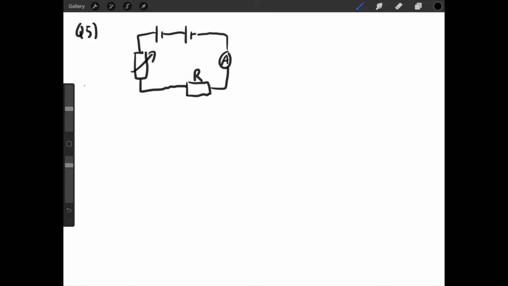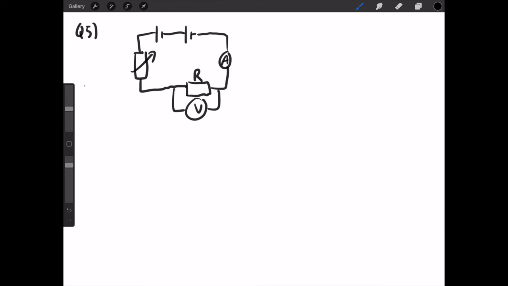So we've got a circuit here, a few components in. We've got a variable resistor, we've got a fixed resistor R, an ammeter, and a voltmeter wired in parallel, that's correct. And we're going to describe how a student would use this circuit to take the readings necessary to determine the resistance of resistor R.